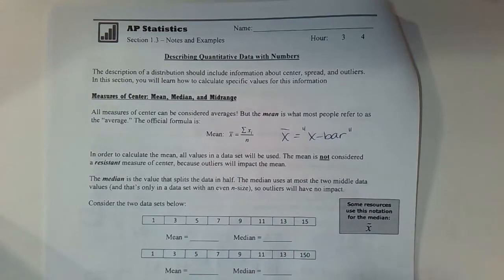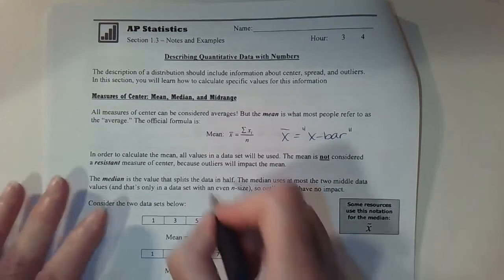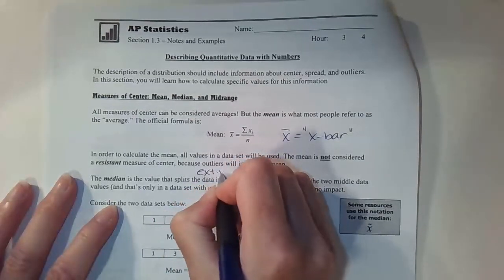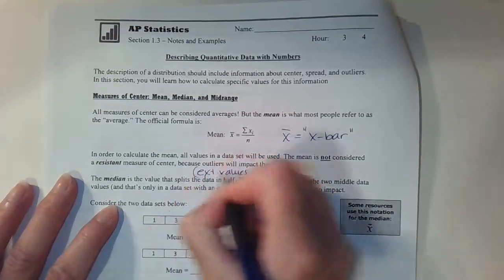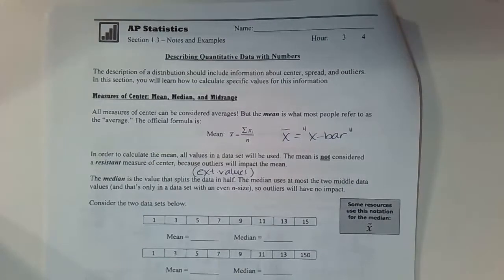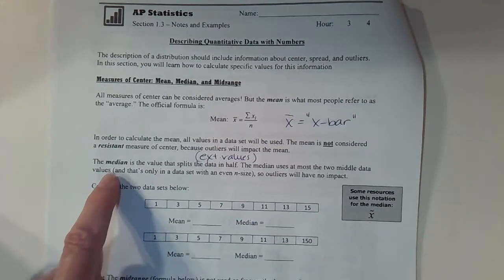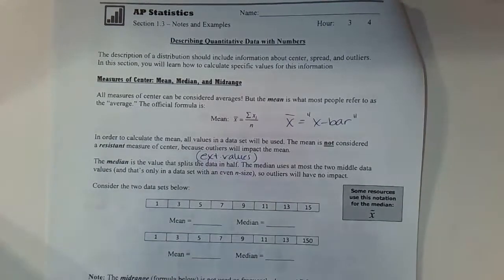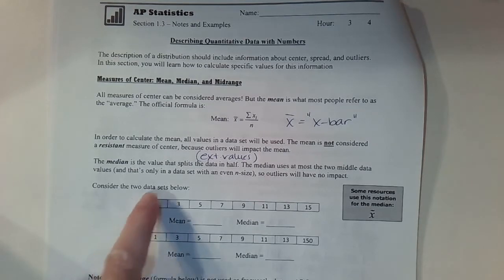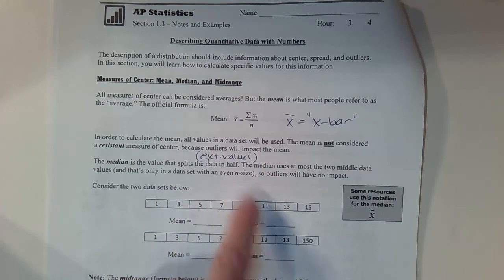The mean is not considered a resistant measure of center because outliers or even extreme values will impact the mean. And I'll show you what I mean by that with this next example, no pun intended. The median is the value that splits the data in half. The median will use at most the 2 middle data values, and that's only in a data set with an even n size. So outliers and extreme values actually have no impact.